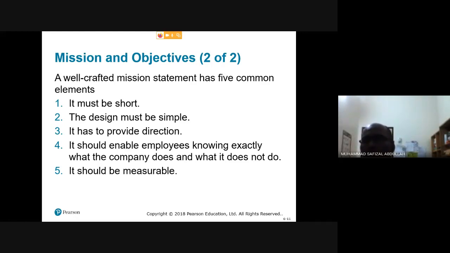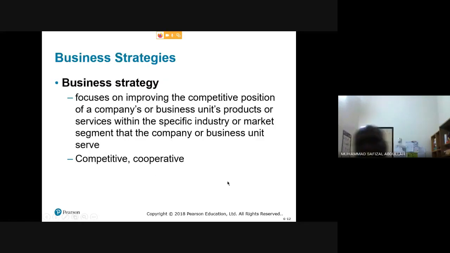Let's say you say that we want to increase our market share. That is a very vague statement. You should say we want to increase our market share by 20%. Why? Because it is measurable. You cannot say that you want to get a good CGPA or good grades for this subject. That is still vague. You must name what grade you want: I want to get an A for this subject. That is very clear cut. So a good mission and a good objective must be measurable, and it should have all these characteristics.